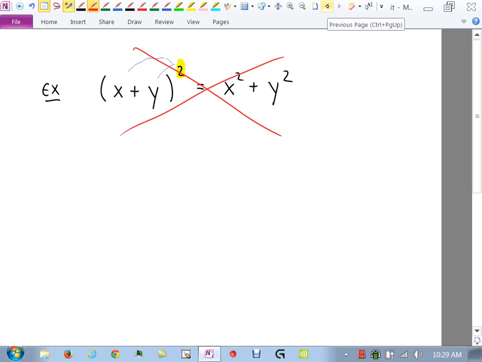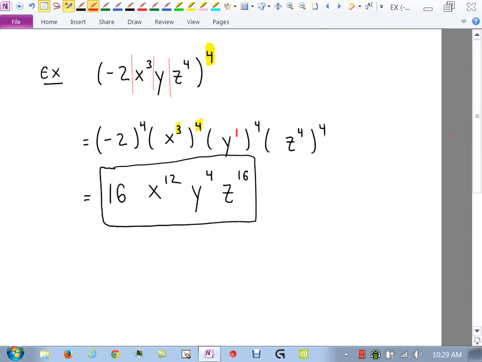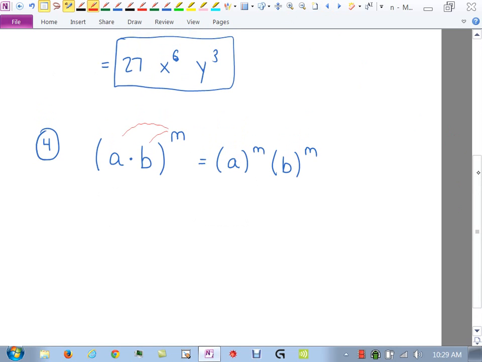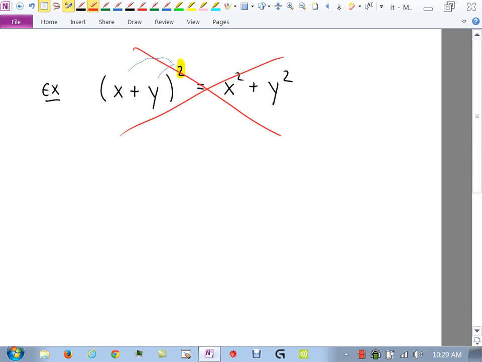Look at the property. Go back to the property. The property said I can apply a power into the parentheses if that is multiplication. If it is not multiplication, you cannot do it. Do you see that? So when I go back to what I just showed you, this does not work. Now let me give you a quick example of why it doesn't.